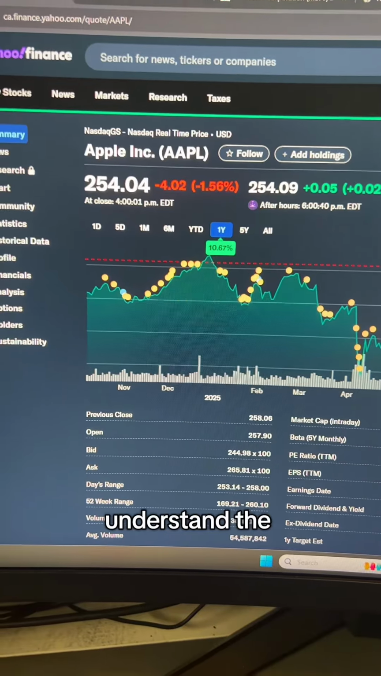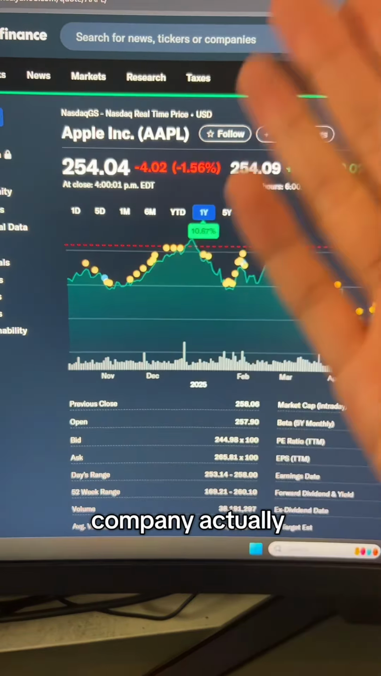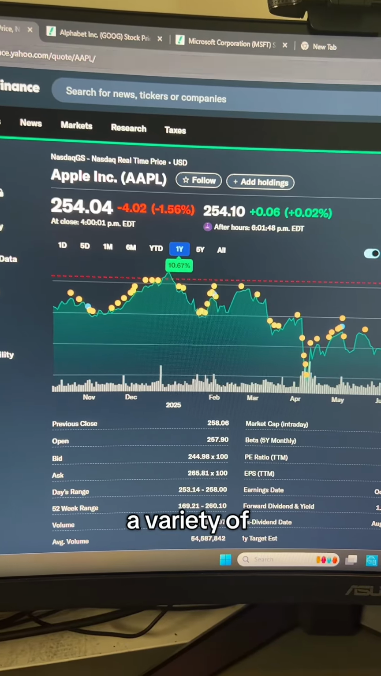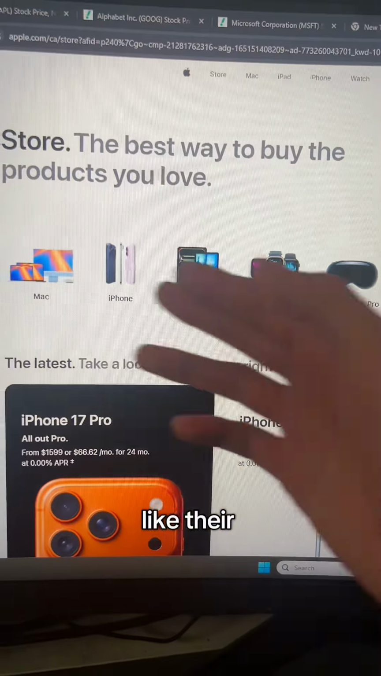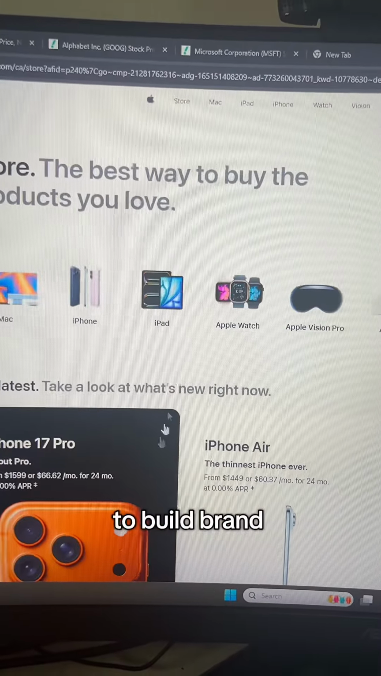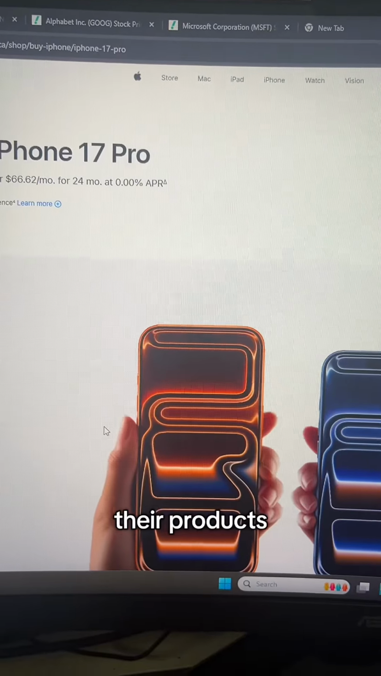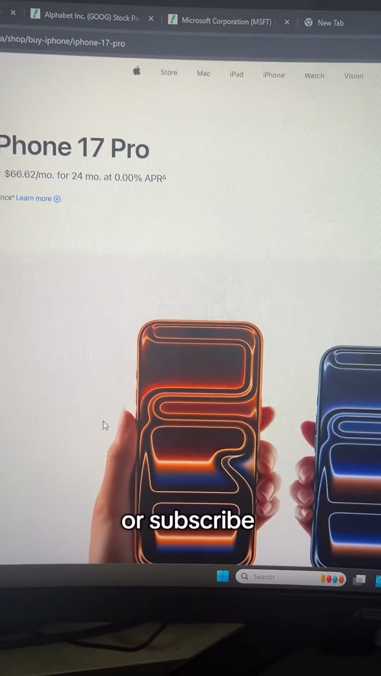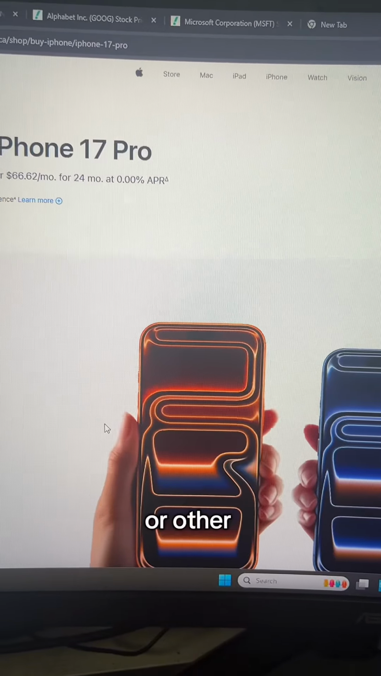to understand the business model and what the company actually sells to earn profits. In this case, Apple sells a variety of different technologies like their iMac, iPhone, iPad, and Apple Watch. Apple is able to build brand loyalty around their products because you're always looking to buy the next new iPhone or subscribe to Apple Music or other subscriptions.